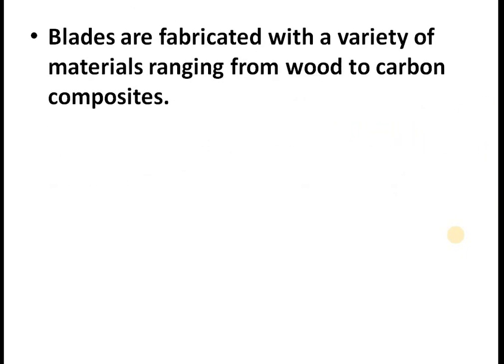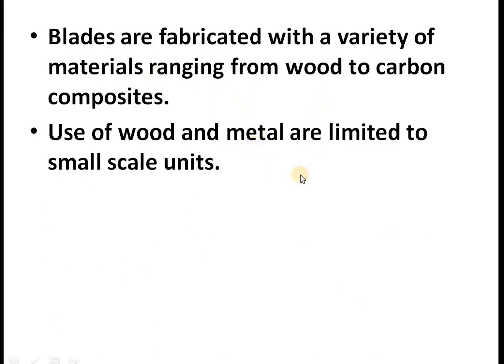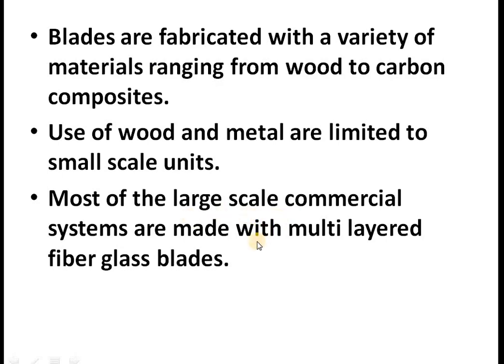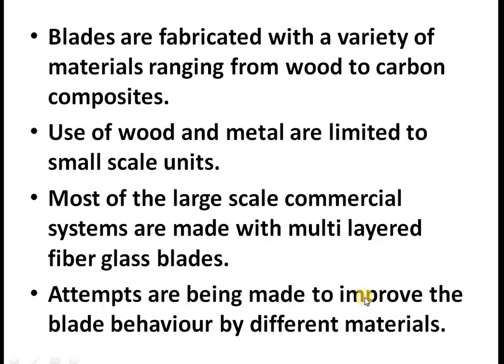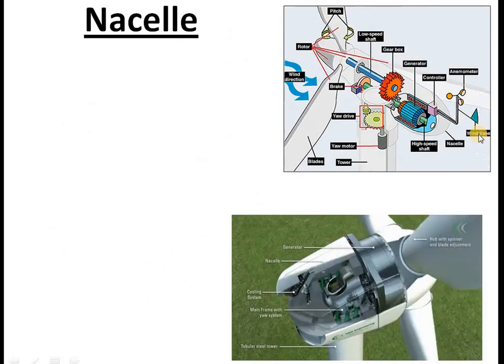And blades are usually made up of wood or carbon fiber material. We call it fiberglass, materials like that are used to make the blade. You don't use steel because then it becomes heavy. Then using wind, you cannot rotate the blades if heavy steel is used. So mostly lightweight materials are used there. Most of the large scale systems are made with multi-layered fiberglass blades. Fiberglass is lightweight, so it can be readily rotated. Efforts are made to improve the blade behavior by using different materials. So research is going on to design new types of blades with much more efficiency.